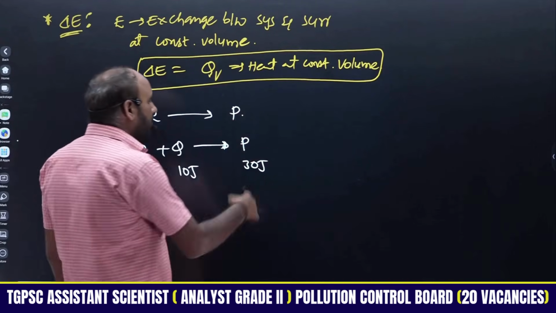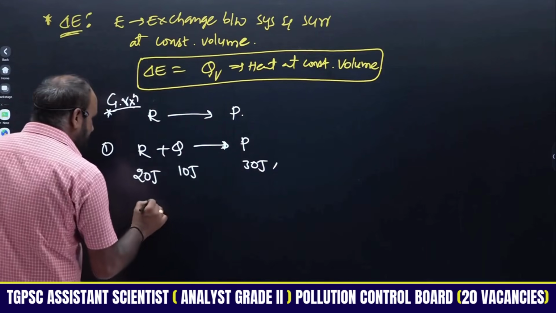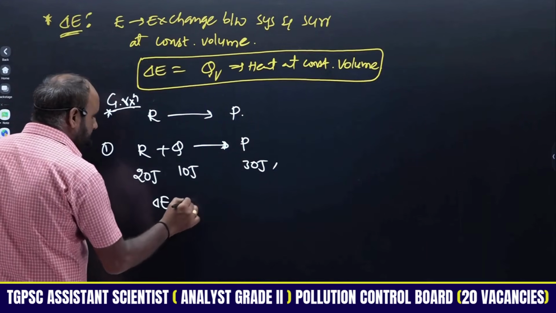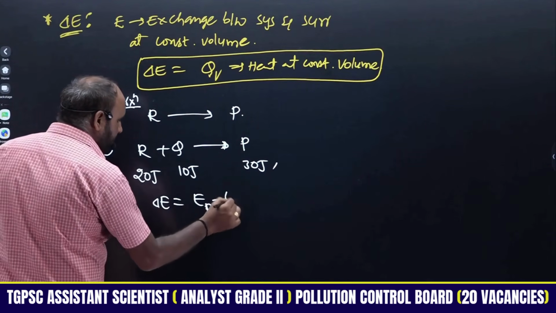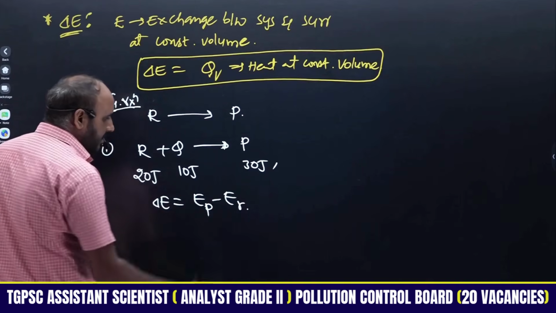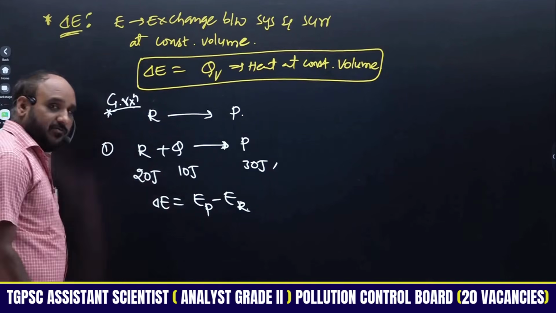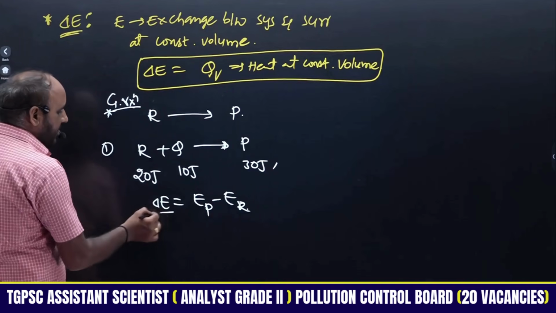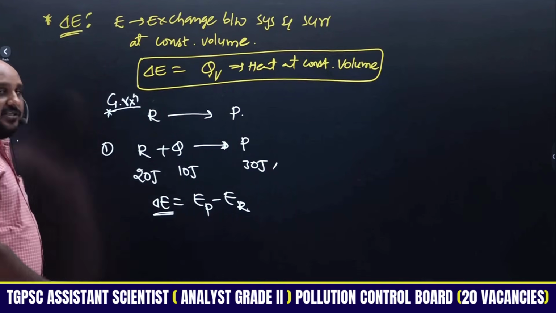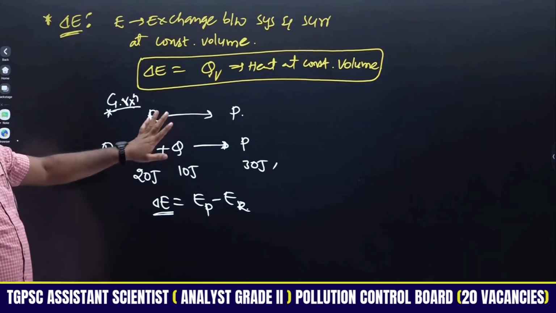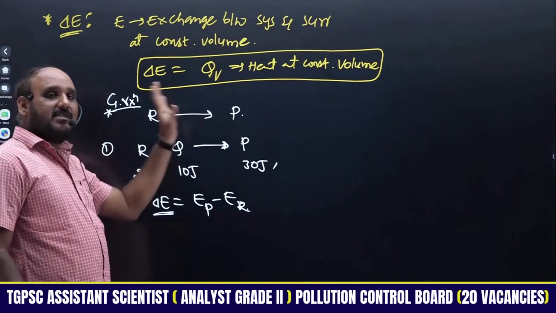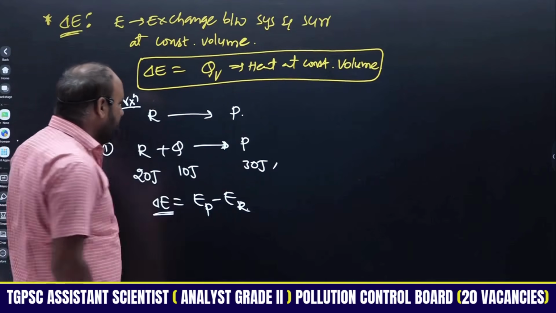So therefore, how we'll get for this reaction? Delta E means energy of products minus energy of reactants. How we'll get the change of energy? ఎనర్జీ చేంజ్ అనేది ఏదైనా జనరల్గా రియాక్షన్కి ఎట్లా వస్తుంది? ప్రోడక్ట్ ఎనర్జీ మైనస్ రియాక్టెంట్ ఎనర్జీ. వాట్ ఈస్ ద ప్రోడక్ట్ ఎనర్జీ హియర్?